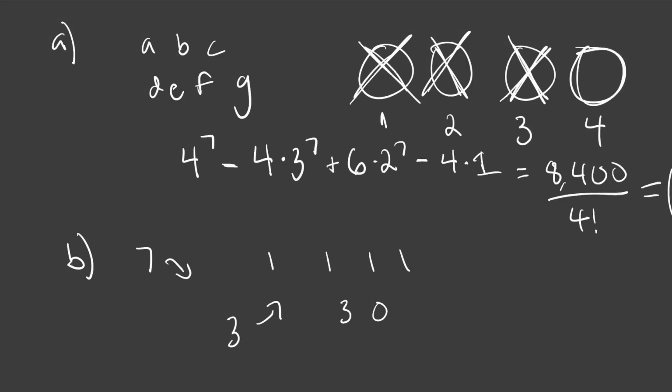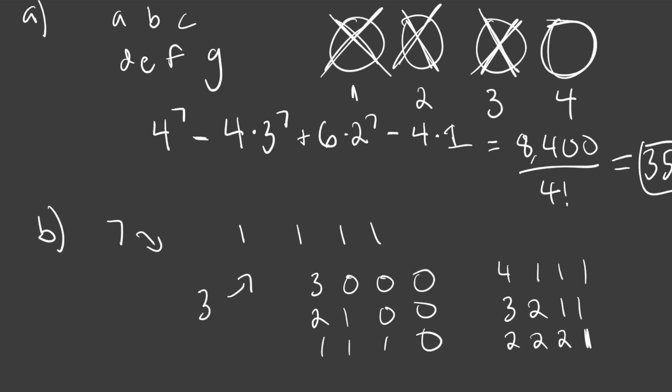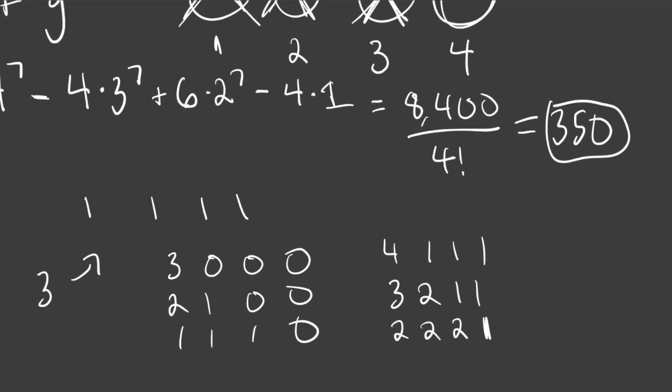Well, I'm going to have 3, 0, 0, 0, or I could do 2, 1, 0, 0, or I could do 1, 1, 1, 0. So that's all I can do. These give me the final partitions of 4, 1, 1, 1, or I could have 3, 2, 1, 1, or I could have 2, 2, 2, 1. So these are all the possible partitions of 7 such that no group is empty, but now we have to account for the distinctness of our objects.